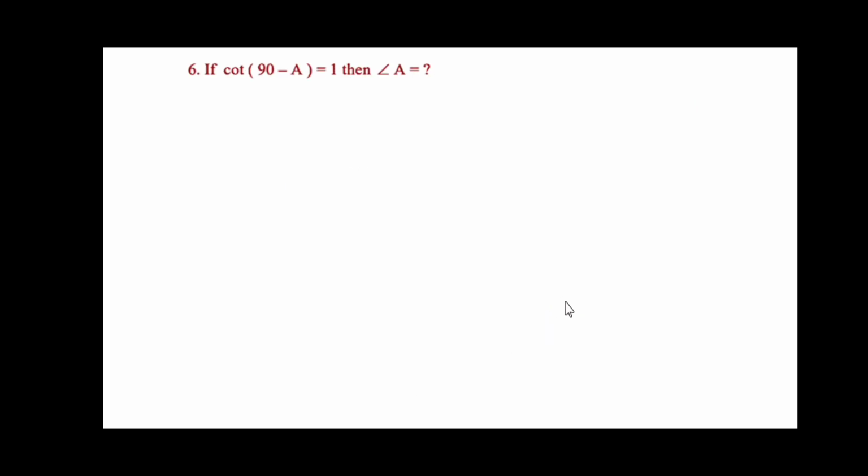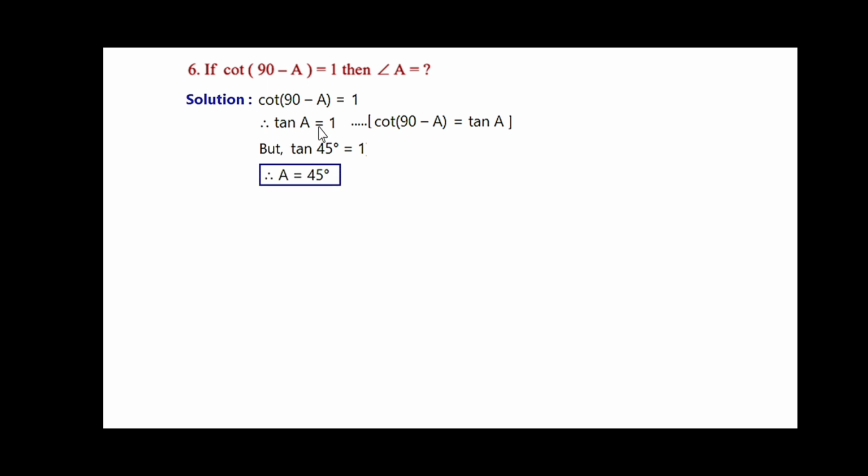Now we'll see problem number 6. If cot of 90 minus A is equal to 1, then what is the measurement of angle A? Friends, with the given thing, it is that cot of 90 minus A is 1. But we know that cot of 90 minus A is nothing but tan A. Tan A is 1. But we know from the trigonometric ratios table that tan 45 is 1. Tan A is 1, tan 45 is 1, means A's value is 45.